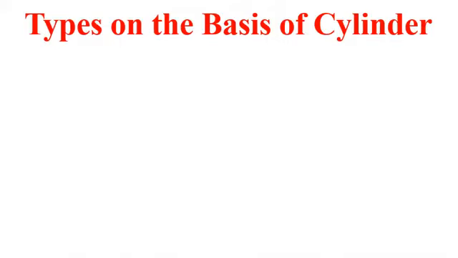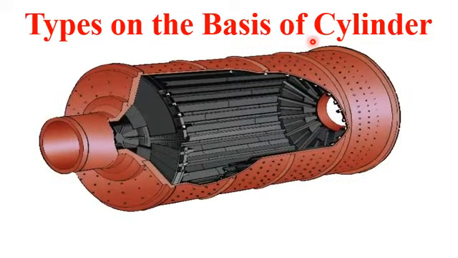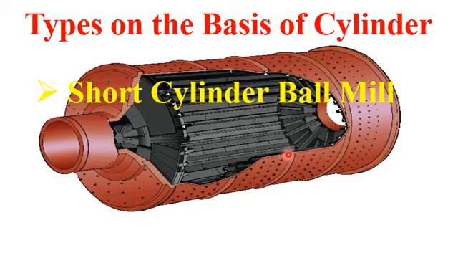Dear student, the first type of ball milling machine is based on its shape. Usually these ball mill apparatuses or machines are cylindrical in shape. Okay, so like this, they are cylindrical in shape. Different types of cylinder are used in ball mill apparatus.